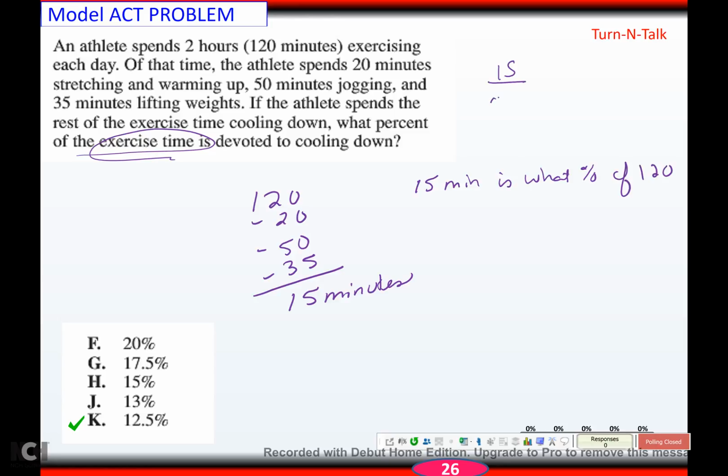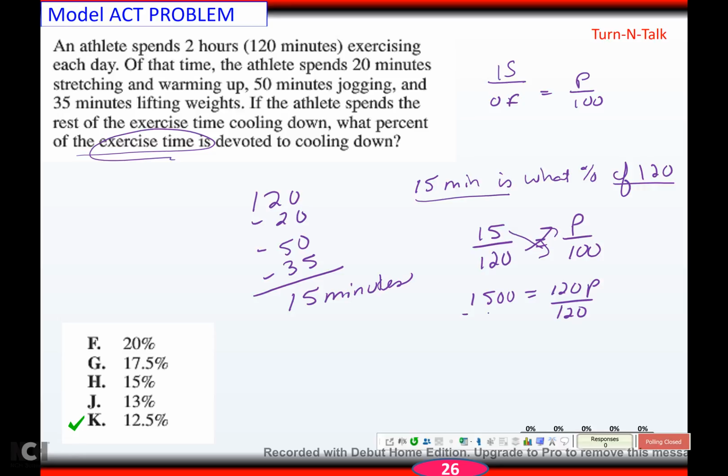Well, if you remember our is over of equals P over 100, if we've got the is, it says 15 is what percent of, there's my of, 120. That equals P over 100. So this way gives me 1500 equals, this way gives me 120p. Divide by 120, and you get P equals 12.5%. Or you could have just divided this and moved the decimal 2 places over. Either way. Okay?